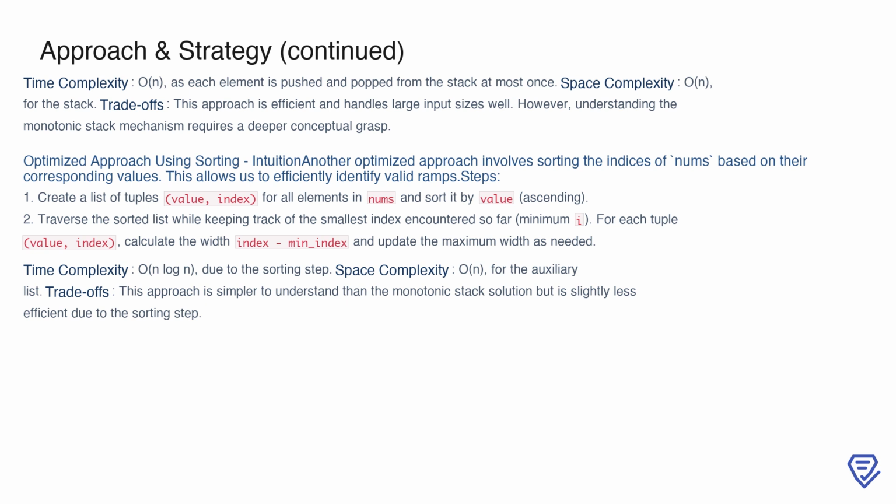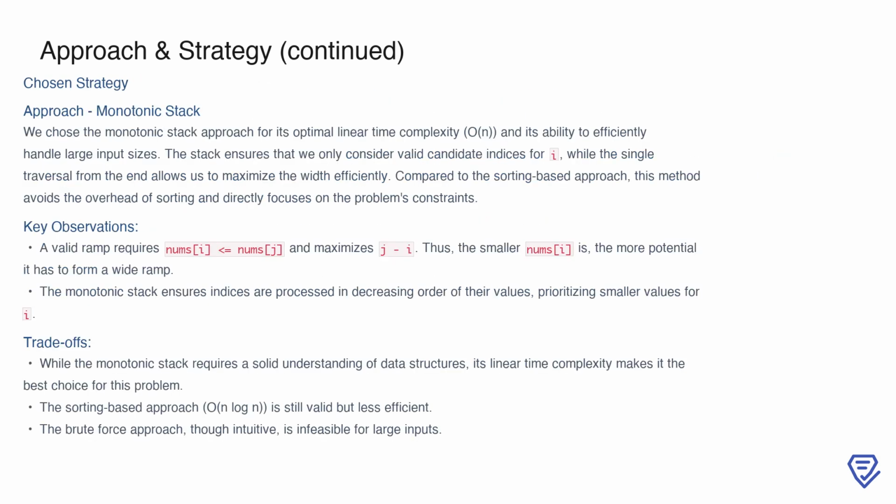This method has a time complexity of O(n log n) due to the sorting step and requires O(n) additional space for the auxiliary list. While easier to grasp conceptually compared to the monotonic stack, it is slightly less efficient because of the sorting overhead. Given these options, the monotonic stack approach emerges as the most suitable strategy due to its optimal linear time complexity. By focusing on the constraints of the problem, it efficiently handles large input sizes without requiring the overhead of sorting.